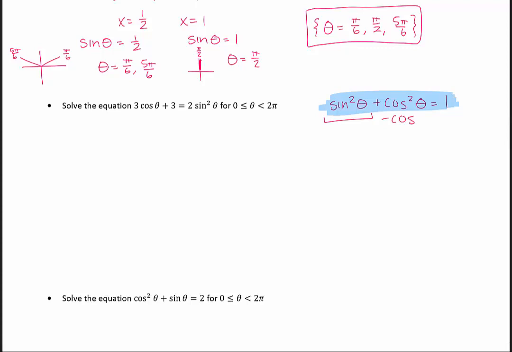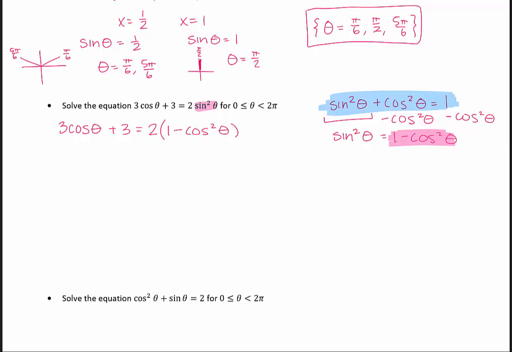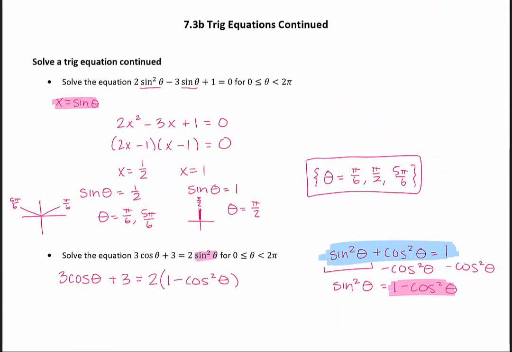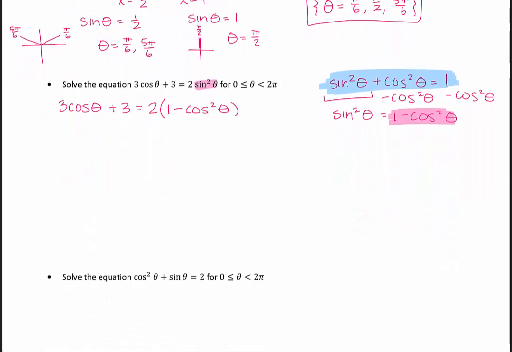So I'm going to subtract cosine squared from both sides. And so I see sine squared is equal to 1 minus cosine squared. So we're going to take this right here, 1 minus cosine squared, and put that in just for sine squared because they are equivalent. So I get 3 cosine of theta plus 3 equals 2, in parentheses, 1 minus cosine squared theta. What I want to do is get everything on one side, like how the last one looked: distribute, combine like terms, etc. So this 2 is going to go to both things.